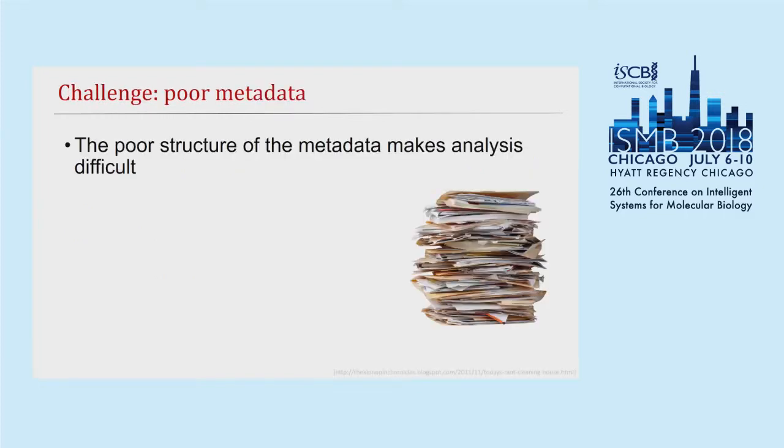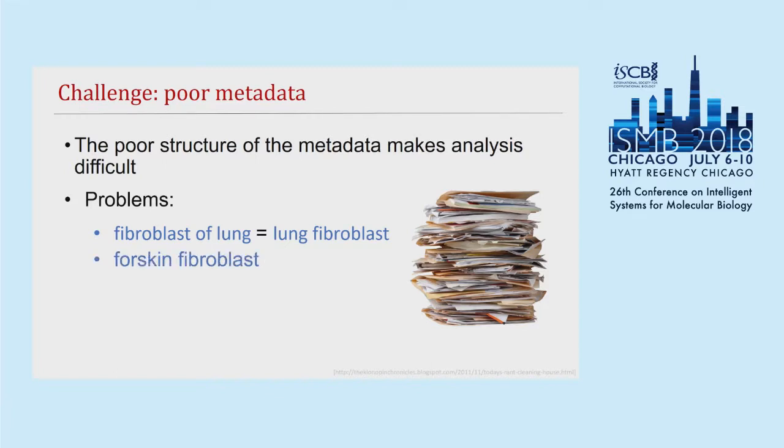However, standing in the way of this opportunity is the fact that the metadata is very poorly structured. And this poor structure arises from the fact that there's no standard which data submitters are required to adhere to when they submit their data. Naturally, this leads to many problems, including synonyms. So here, for example, fibroblast of lung is the same thing as a lung fibroblast. There are misspellings. So here there should be an E between the R and the S in foreskin fibroblast.